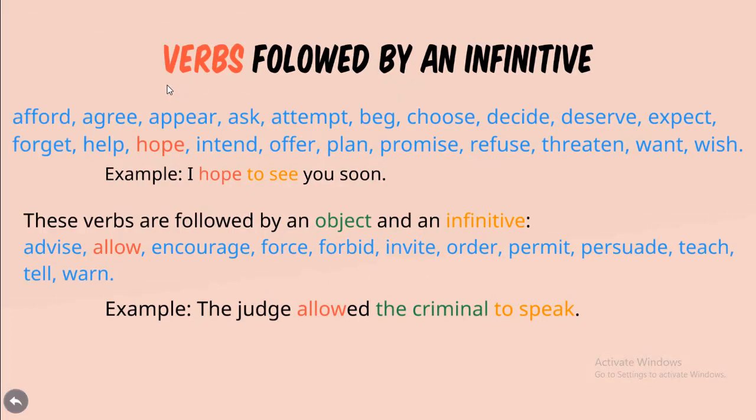Verbs followed by an infinitive. This is a long list of verbs that we can use before the infinitive. In the example, I hope to see you soon. Hope is a verb that can be used before an infinitive. These verbs are followed by an object and an infinitive. For example, the judge allowed the criminal to speak. Allow is the verb. The criminal is the object. To speak is the infinitive.